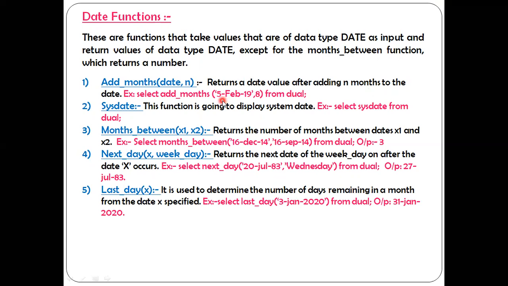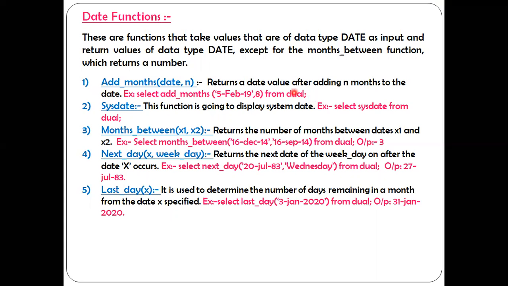ADD_MONTHS('5th February 2019', 8) from dual. I am going to get the answer as 10th October 2019. That means it is going to add n months.